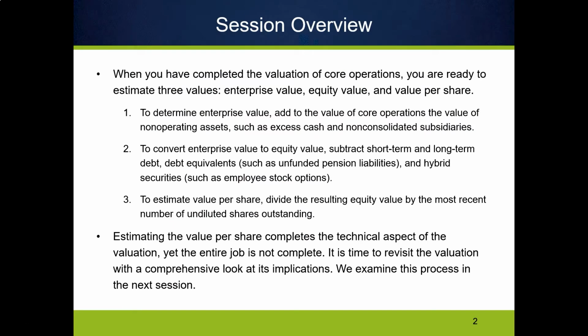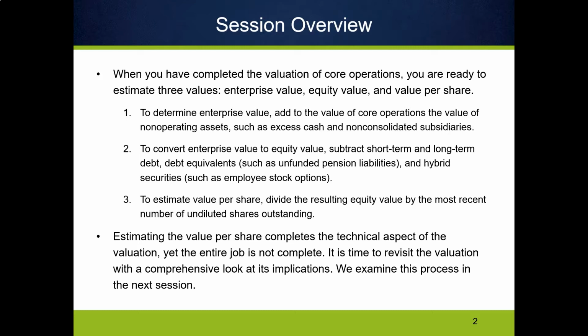Okay, so we'll do this in 3 stages. First, we'll talk about enterprise value. We'll talk about the most common types of non-operating assets, how we value those non-operating assets. And then once we've valued them, we add that to the value of operations, operating value, in order to get our estimate of enterprise value, which is the total complete value of the firm and everything that the firm has.